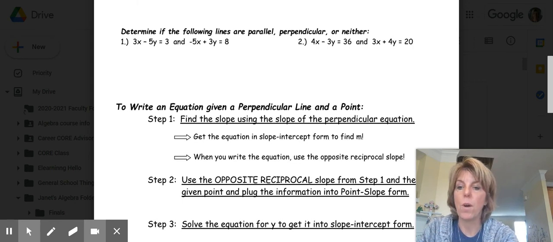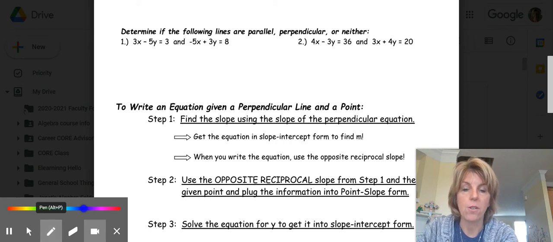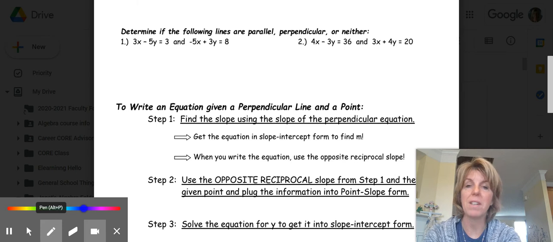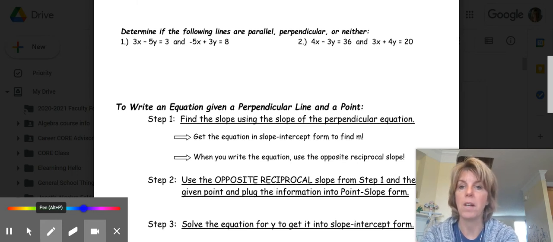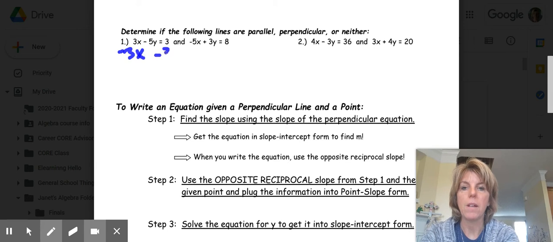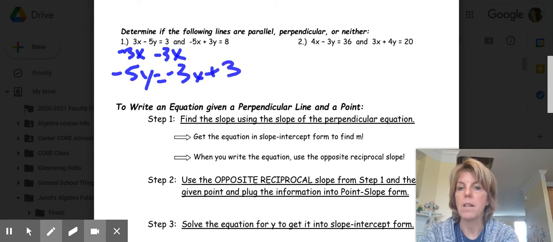Notice that both of the equations that were given are in standard form. Well, we know how to change standard form to slope-intercept form. We've been working with that last week and then all this week. Just got to solve for y. So we'll subtract 3x from both sides. We'll get -5y equals -3x plus 3. We'll divide both sides by -5.